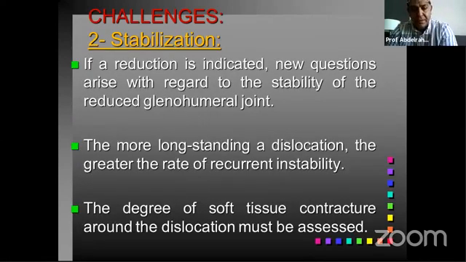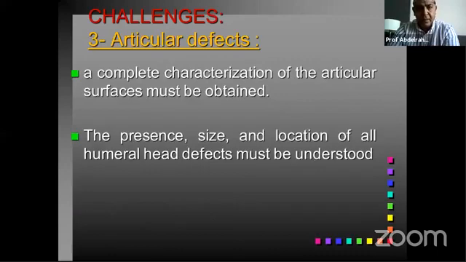After we do reduction of these cases, we have to think about stabilization. And I agree, most of the cases need to be stabilized by Latarjet or some bone block. The articular defects, it is very important to know the articular defect on the side of the glenoid and on the humeral head side.